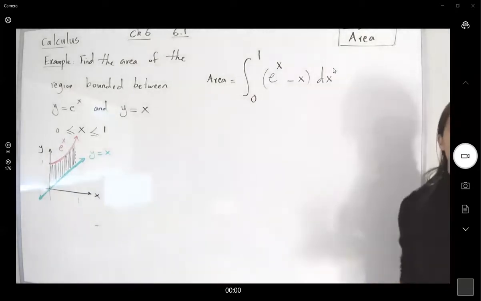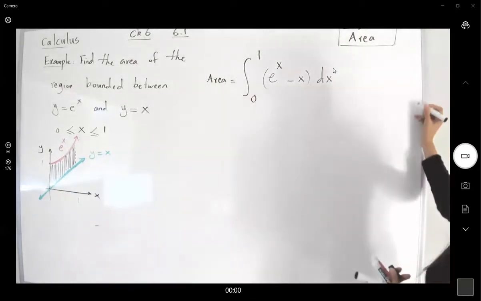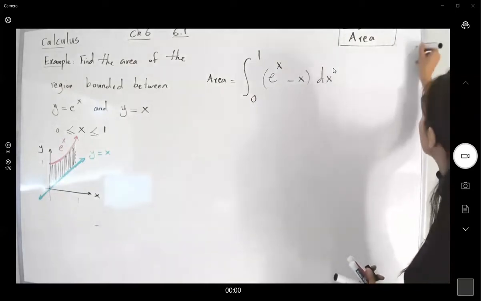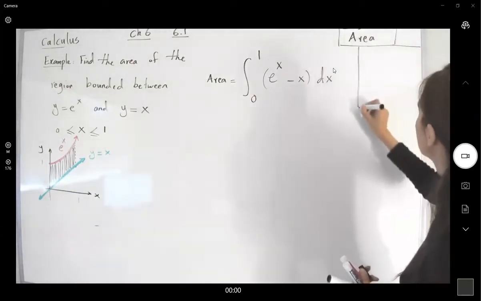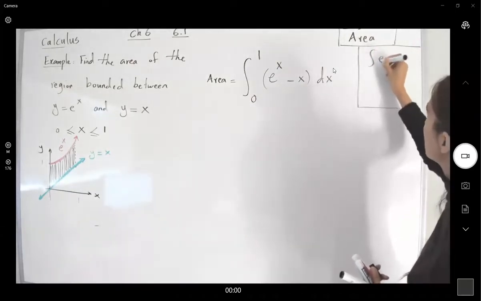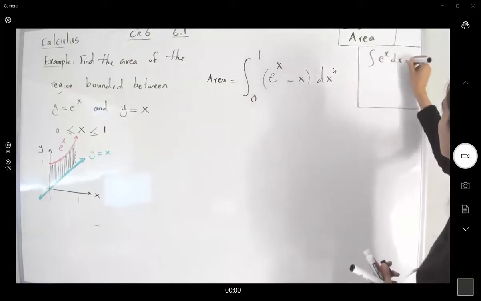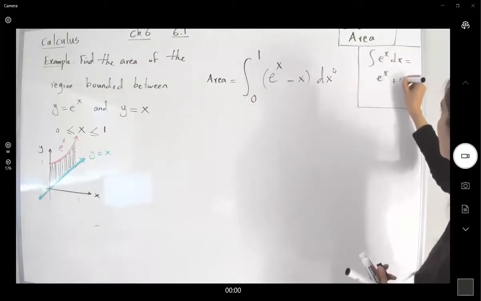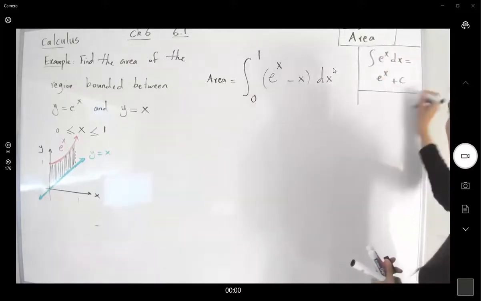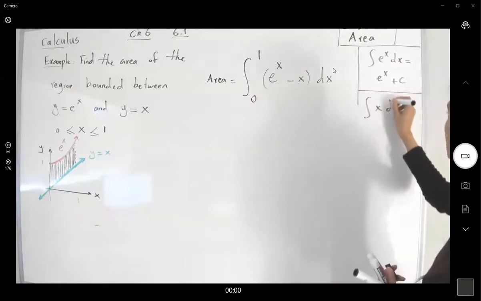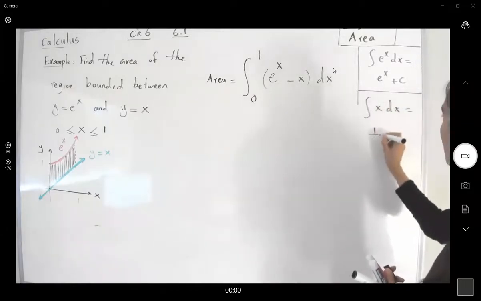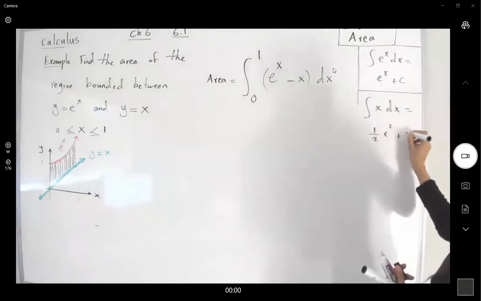Now, we just start taking the integral. Remember that. Let's write this in fonts for you. The integral of e to the x dx is e to the x plus constant of integration, and the integral of x dx is equal to a half x squared plus c.